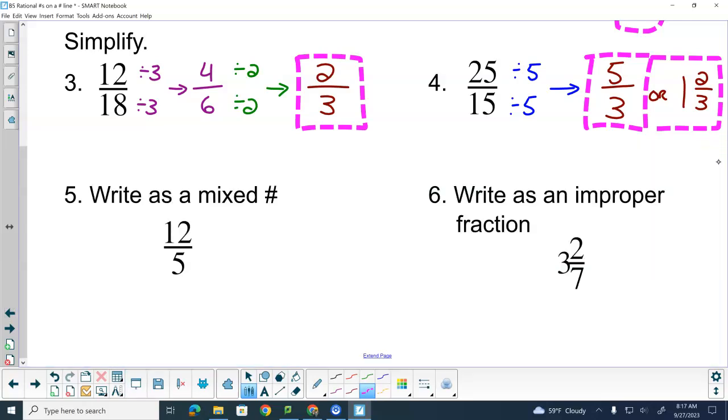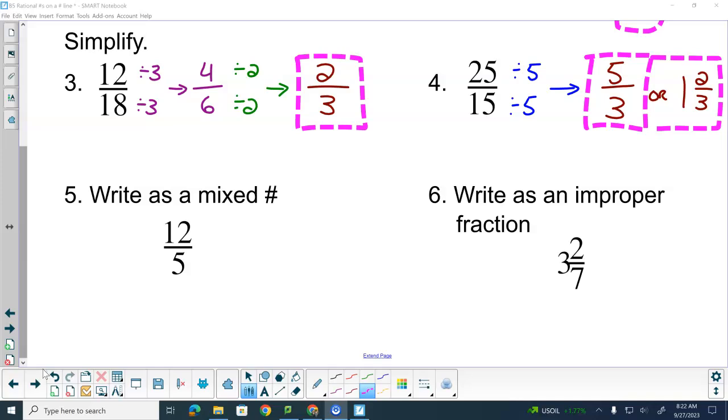There we go. All right. 12/5, write that as a mixed number, and write 3 2/7 as an improper fraction. Go. So writing it as a mixed number, what do we do first? Okay, how many times does 5 go into 12 evenly? Twice, okay? So it goes in there twice.